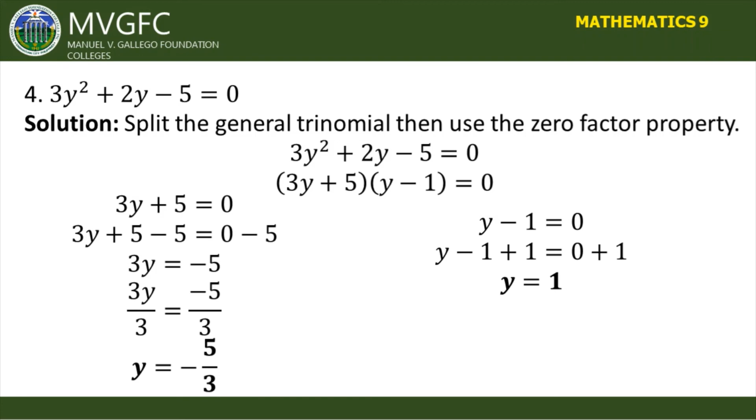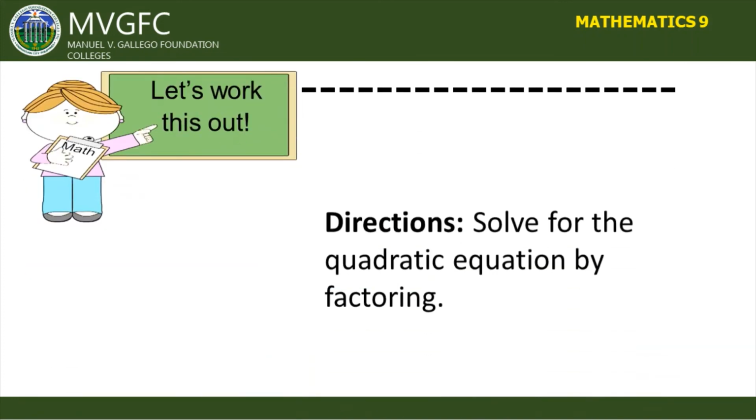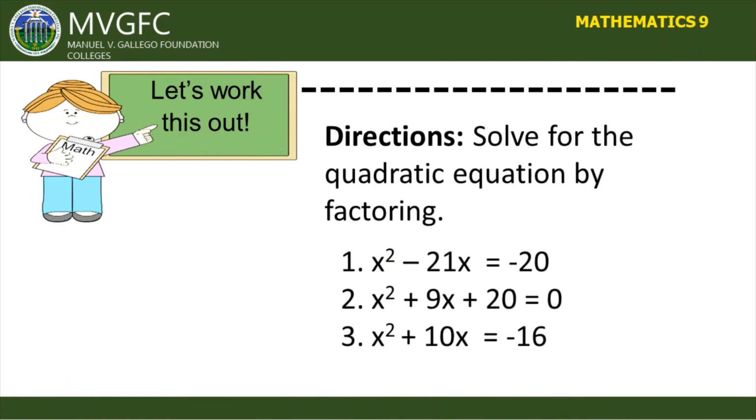For the last equation, we have y minus 1 is equal to 0, or simply y is equal to 1. So for our answer, the values of y are negative 5 over 3 and 1. In that case, the solution set is {-5/3, 1}. So again, let's work this out. Solve the quadratic equation by factoring.